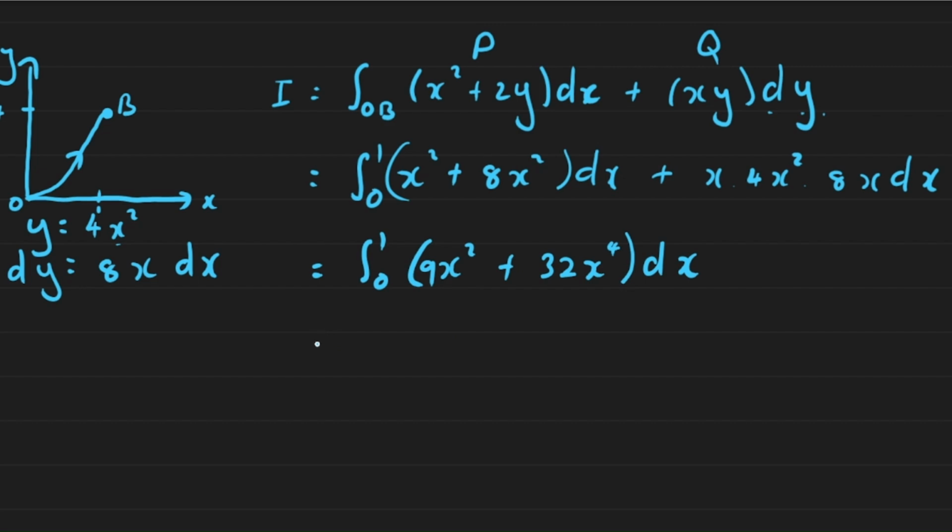Then integrating this, x squared becomes x cubed. 3 times something must give us 9, and of course, 3 times 3 is 9. x to the power 4 becomes x to the power 5. Then 5 times something must give us 32, and that would give us 32 over 5, since 5 times 32 over 5 gives us 32. And we're integrating from 0 to 1. Of course, at 0 nothing is going to happen here. So we substitute in 1, and what we're left with is 3 plus 32 over 5.